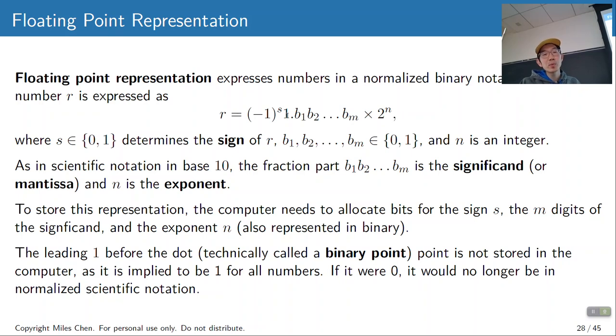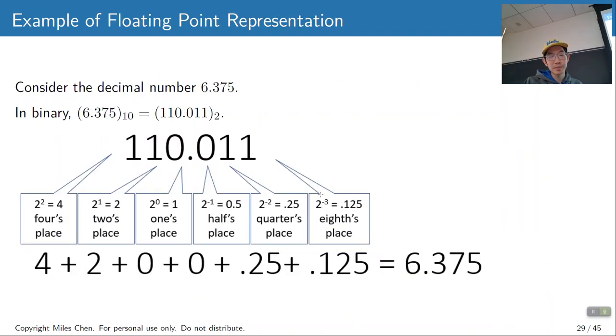And then we don't need to store the number in front of the binary point because we know it's gonna be a 1. We know it's gonna be a 1. We don't need to store it because that would be a waste of memory to store this number, which is always 1. If it's always 1, there's no need to save it anywhere.